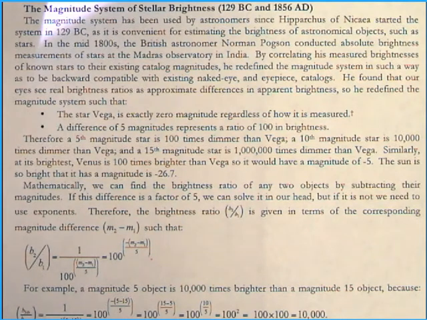So he defined the magnitude system such that 1. The star Vega is exactly zero magnitude regardless of how it is measured. 2. A difference of 5 magnitudes represents a ratio of 100 in brightness. Therefore, a 5th magnitude star is 100 times dimmer, or 1% as bright, as a 10th magnitude star.